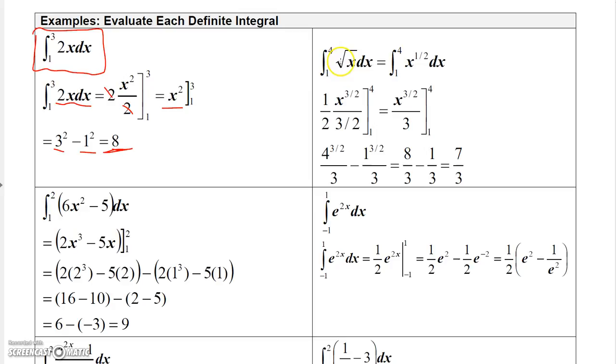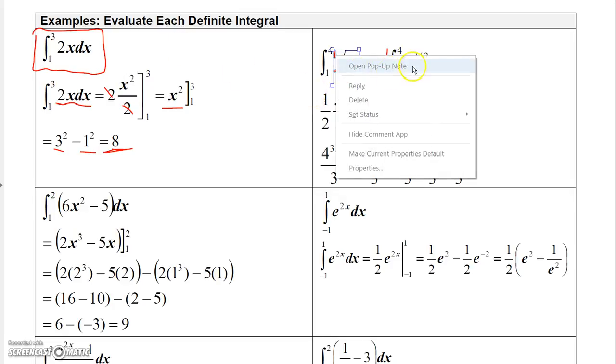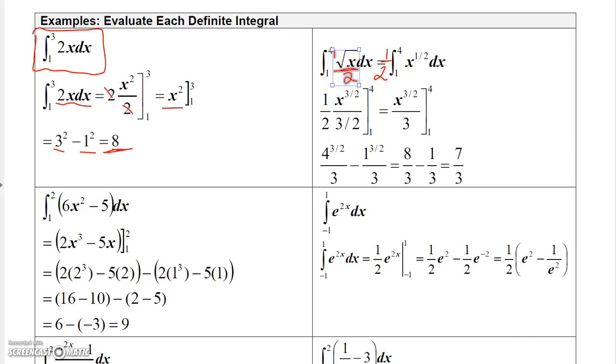We can do one a little more complicated. If we integrate the square root of x from 1 to 4, we would have to write that as x to the 1/2, and then to get the antiderivative of that, use the power rule. So that would be x to the 3/2 over 3/2. Okay, and that would be, hang on just a second. Okay, let's start over here on this one.